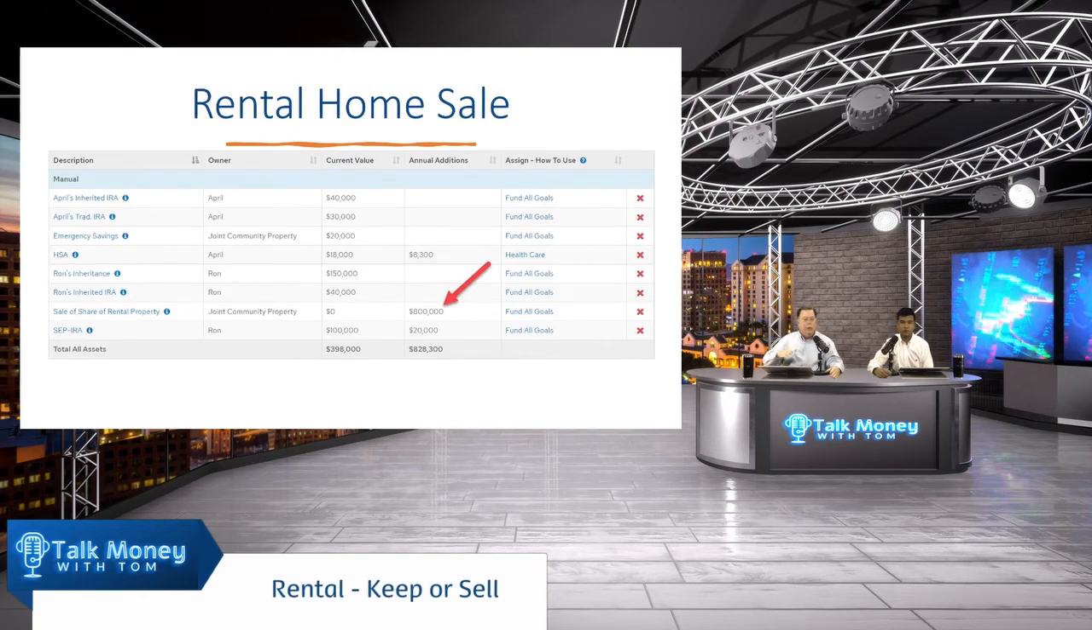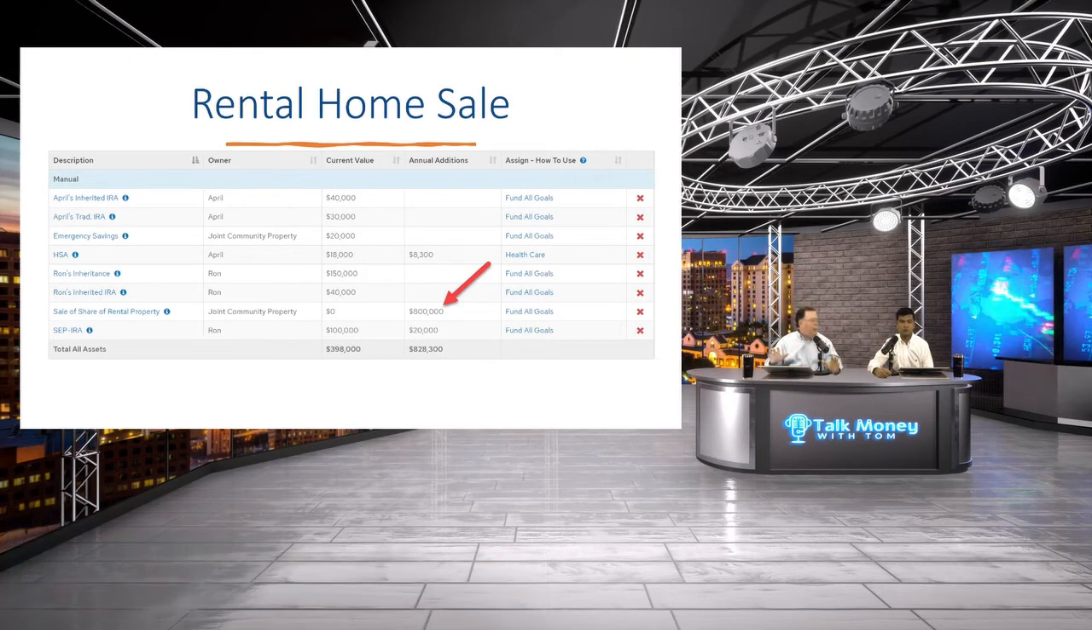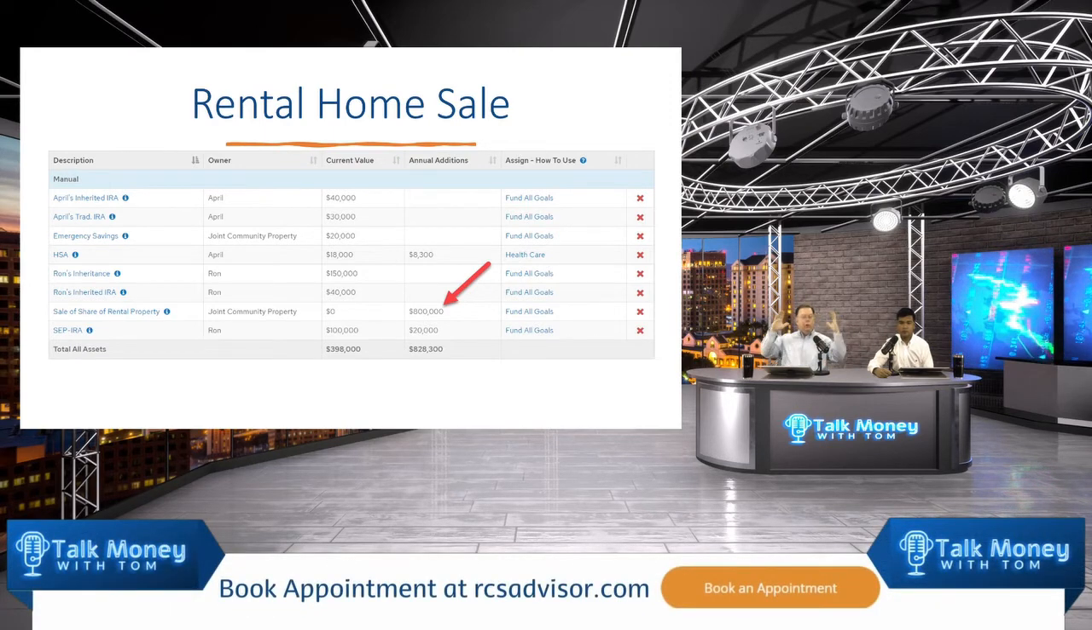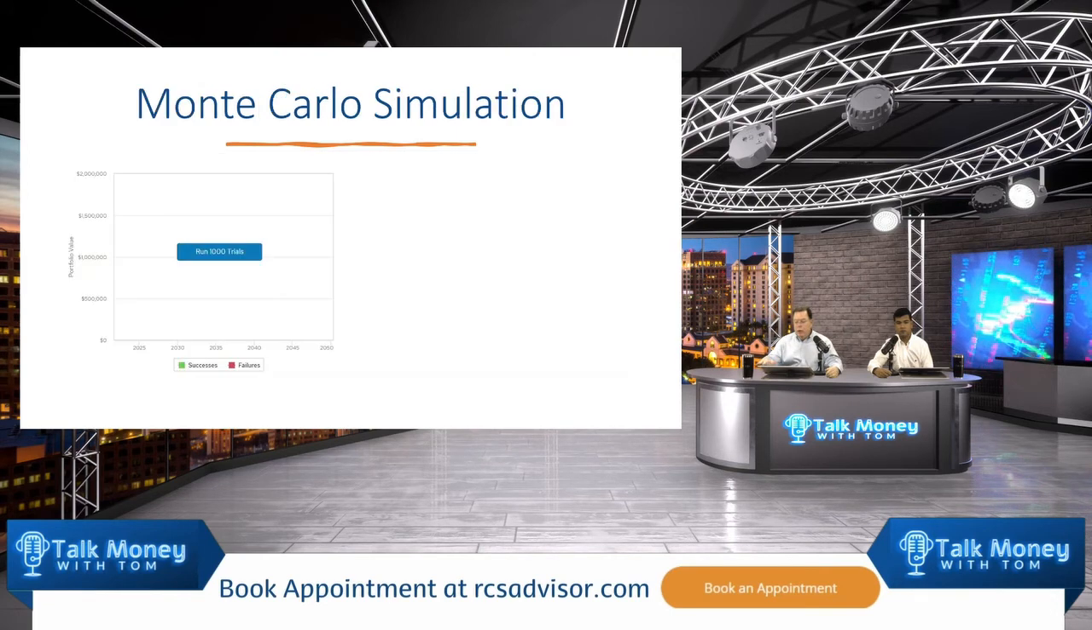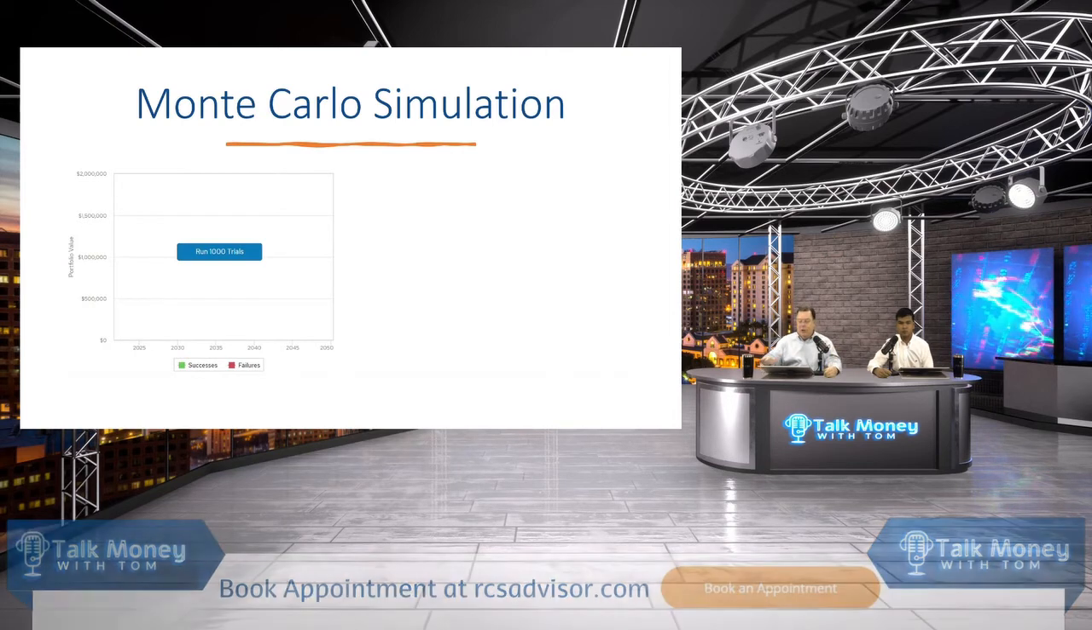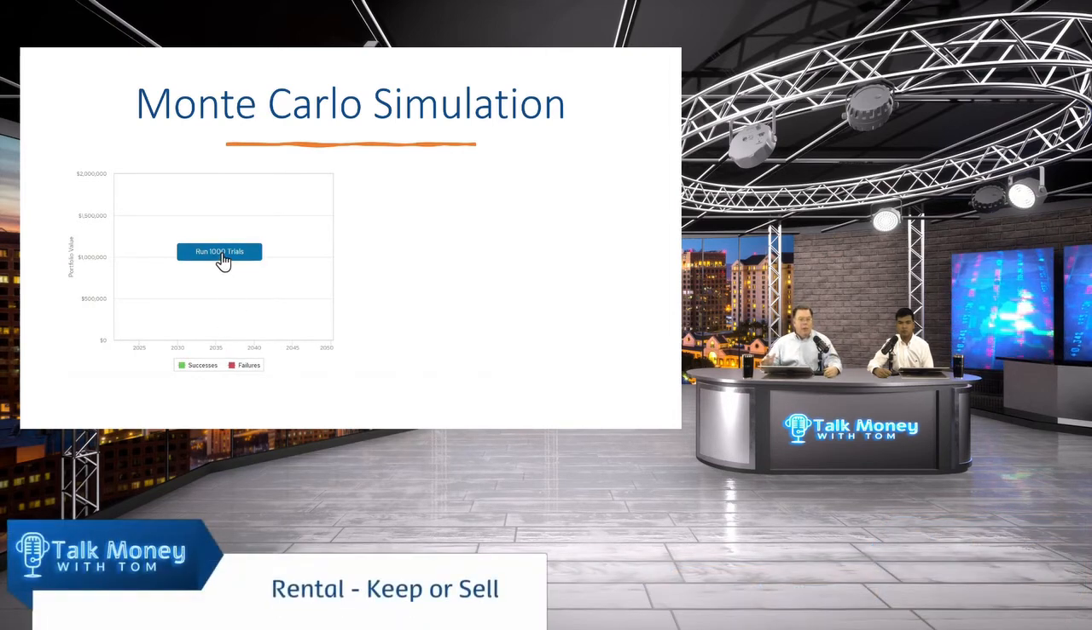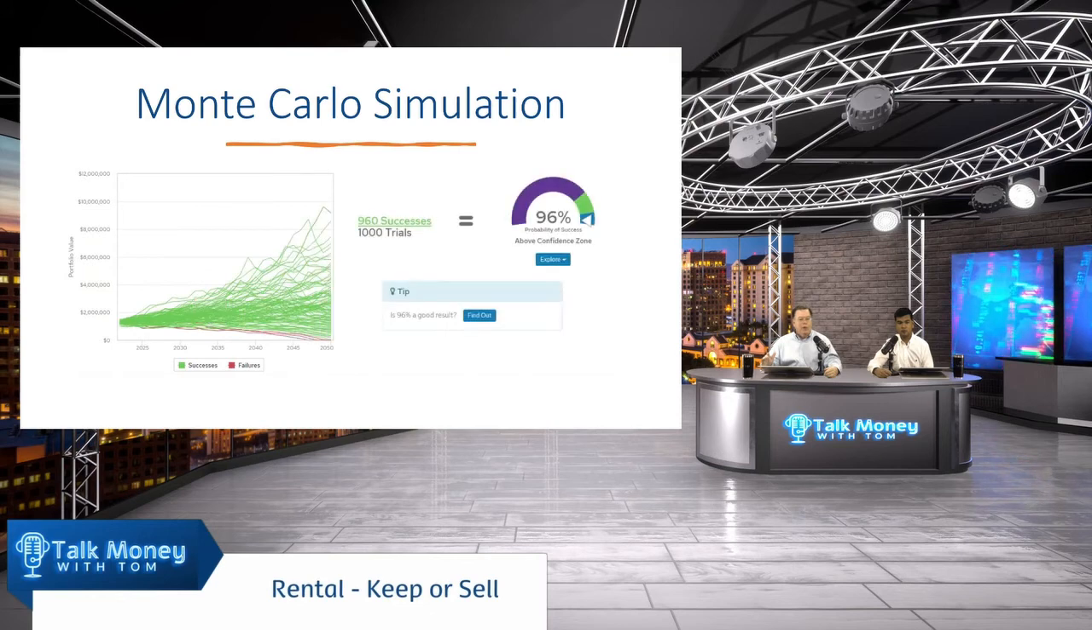So here we have Ron and April. We've got their list of assets, and you can see with this big red arrow, we now are putting in a sale of this property. Let's say after taxes, $800,000. That's now coming into this diversified portfolio. And so we get another chance to run the Monte Carlo simulation with this $800,000 in there. When we push the button, we end up again with this green spaghetti, 96% probability of success. That's a great retirement.